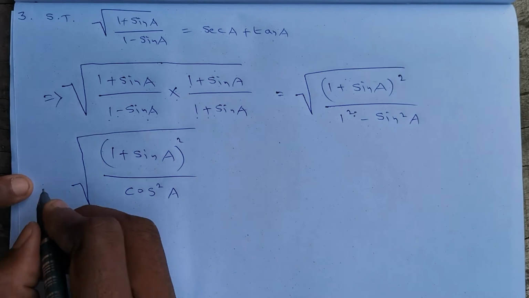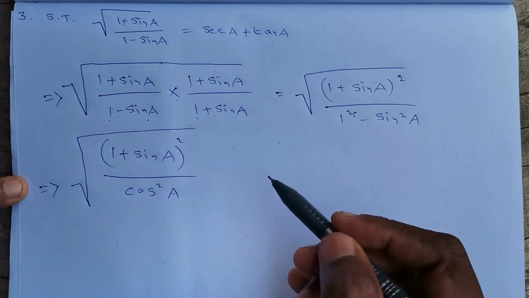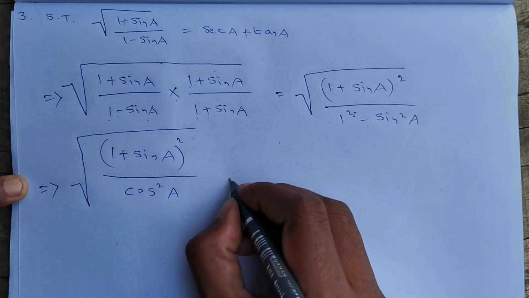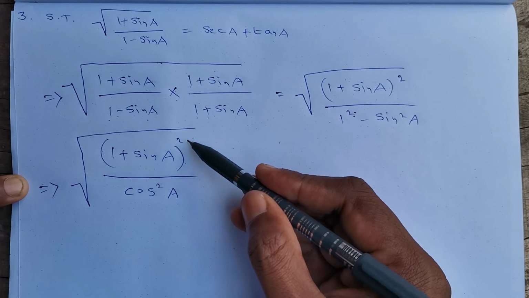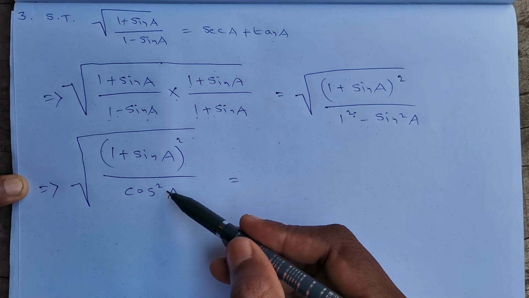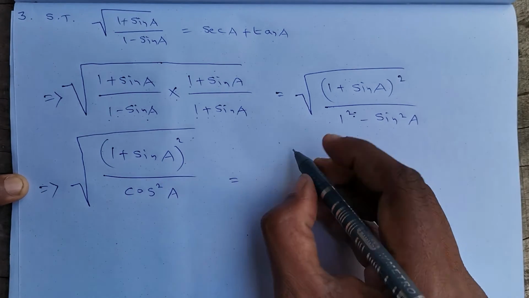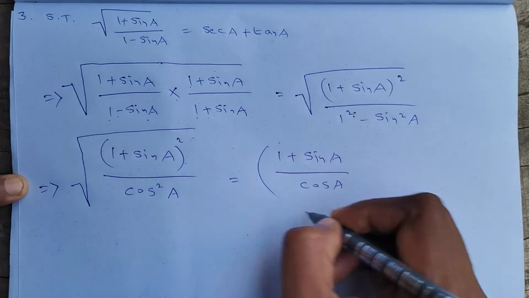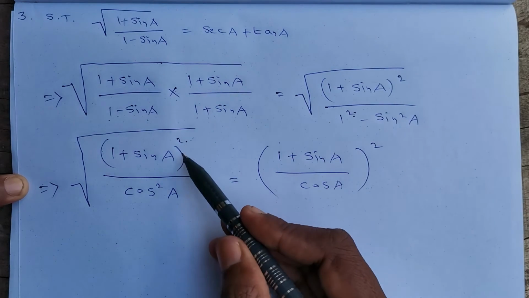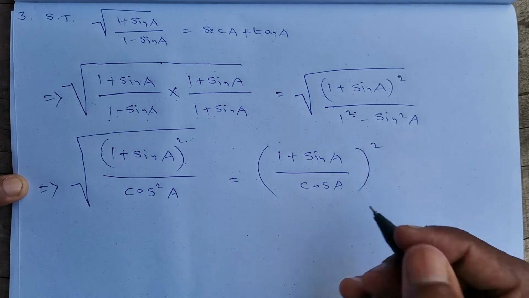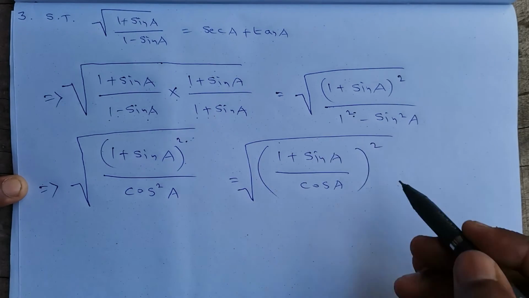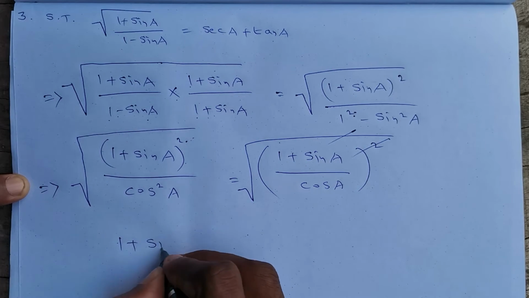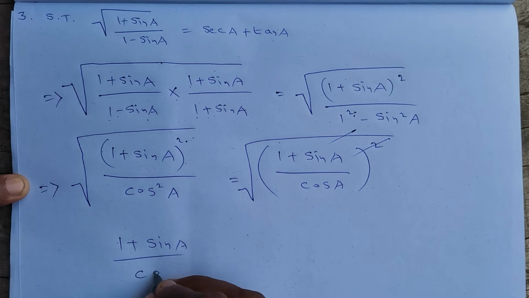Here some students make the mistake of cancelling the square root and the square, so don't do that, because this square root is not only for the numerator, it is also for the denominator. So in the numerator we have a square, and in the denominator also we have a square, that's why make it common: 1 plus sin A divided by cos A whole square. Square is for the numerator and for the denominator, that's why we can keep it as a whole square root. Now we can cancel the square root and square, so we remain with 1 plus sin A divided by cos A.